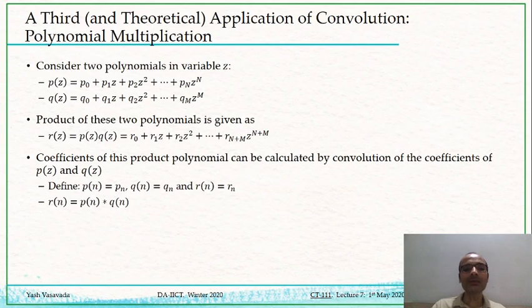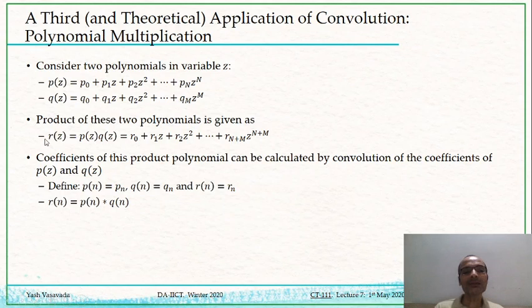Okay, now the third and the last application of convolution here is we are going to spend a little more time, and this is going to segue into multiple other topics. That relates to multiplying two polynomials. So we are going to make up two polynomials in the variable z. One is p of z, which is p0 plus p1z plus p2z square, and so on. It's an nth order polynomial. The other one is q of z, and this is an mth order polynomial.